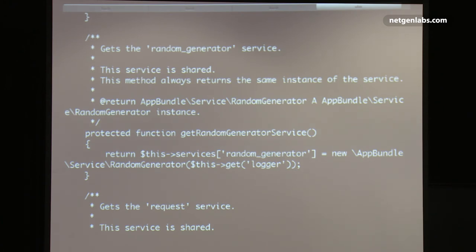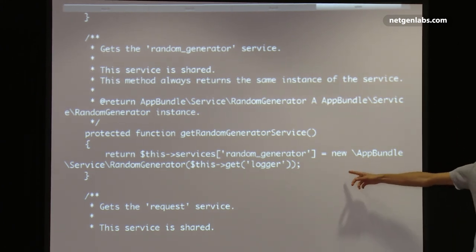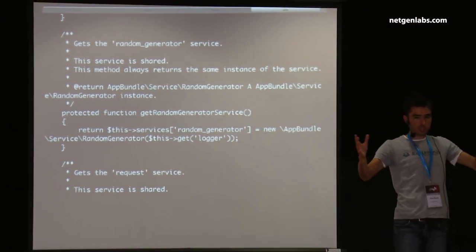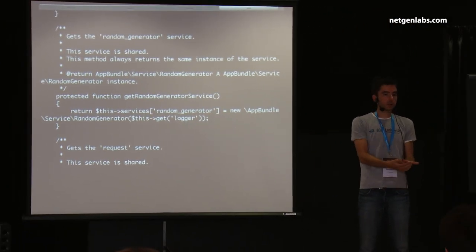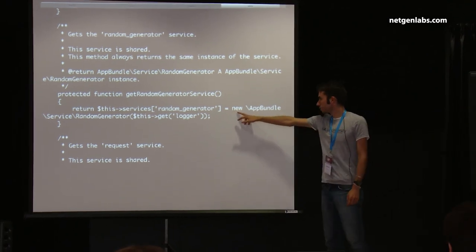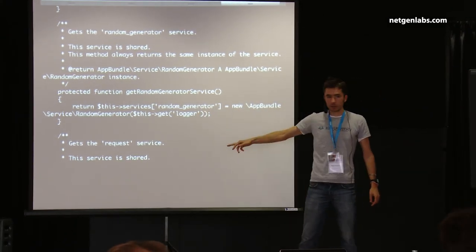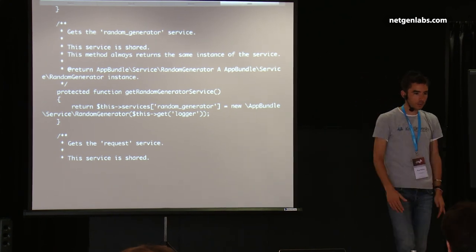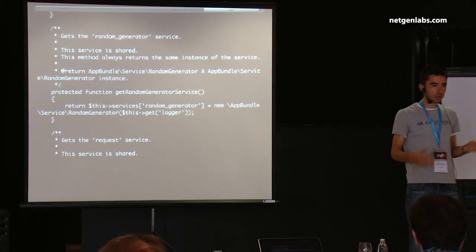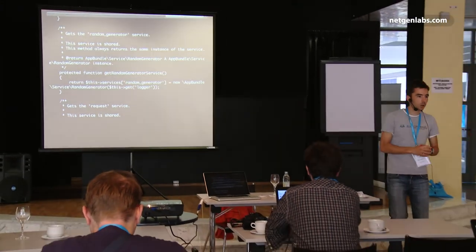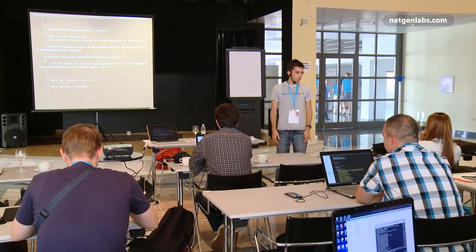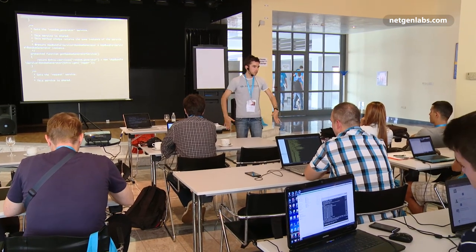And I'm not worried about you guys connecting the dots as to how this happened. But ultimately, when you say this arrow container arrow get my random generator, there is actually code somewhere that looks like this. All of this crazy configuration eventually compiles down to raw PHP code that does exactly what we would expect. It says new AppBundle Service RandomGenerator, and then it passes it the logger service inside of it. So there are a lot of ideas floating around, but ultimately it compiles down to the exact same code that we would use if we were instantiating the random generator manually inside of the controller.